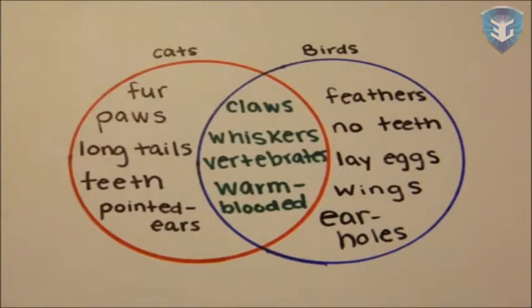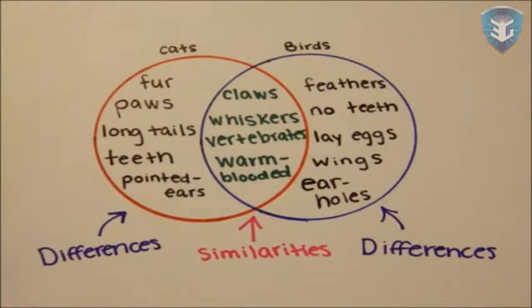Once you have listed all of your object's different characteristics, it is time to move to the overlapped area of the circles. Here you will write the characteristics that both of your objects share. For example, I wrote that cats and birds have claws and whiskers, they are vertebrates, and both are warm-blooded animals. Now that you have filled in every space in your circles, your chart is complete. Venn diagrams are quick and easy charts that help to organize similarities and differences in objects.